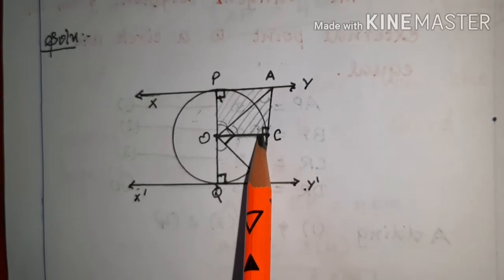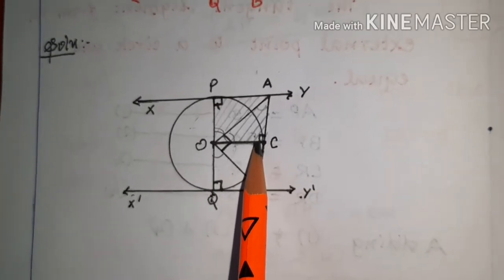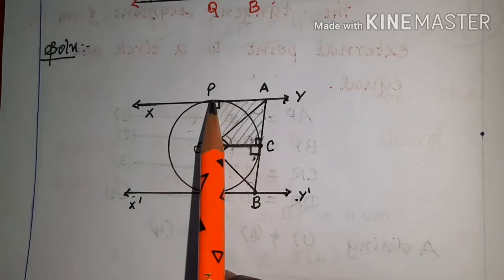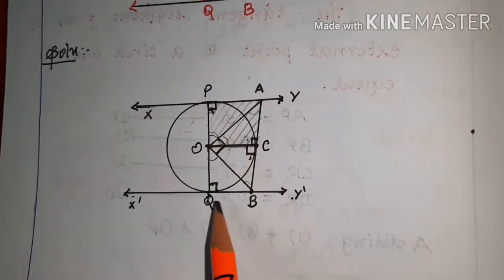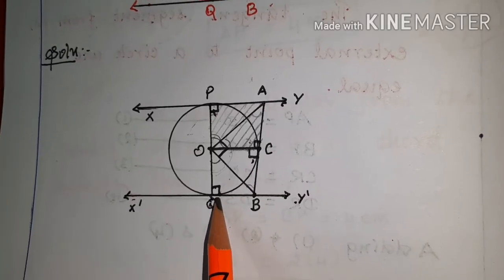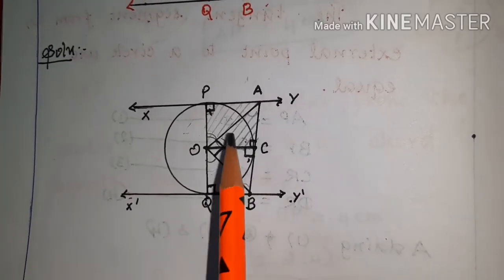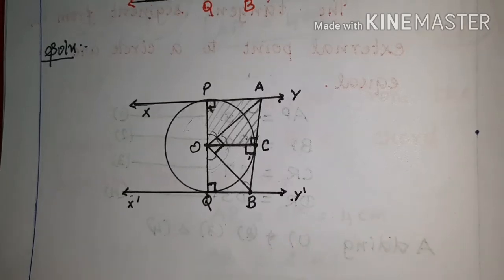Okay, so the angle inclined here is 90 degree by the tangent radius theorem. Likewise, this tangent at the point of contact is perpendicular to the radius. So here again 90 degree. Likewise at Q also 90 degree. Clear, children? So now we are going to move on to the solution part.